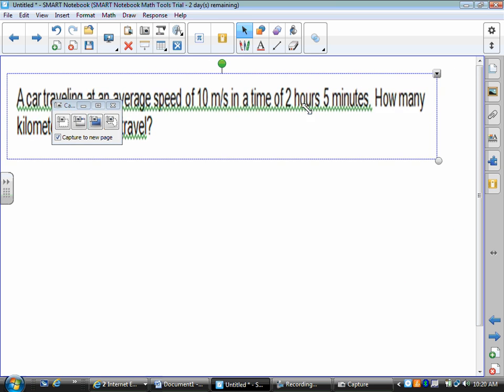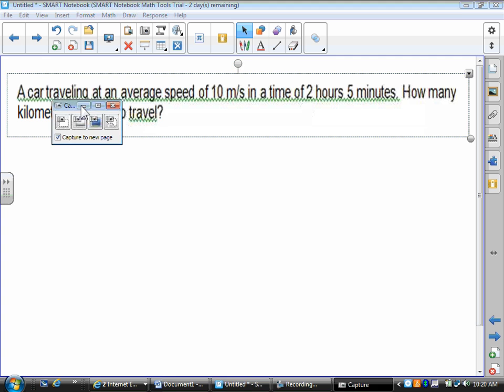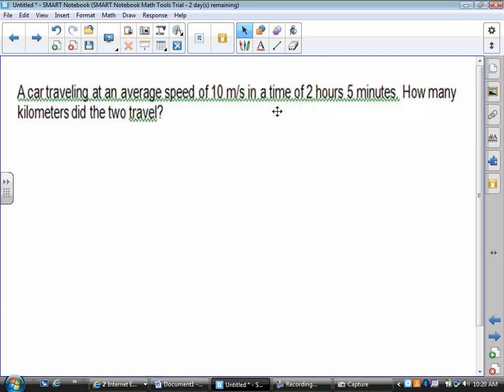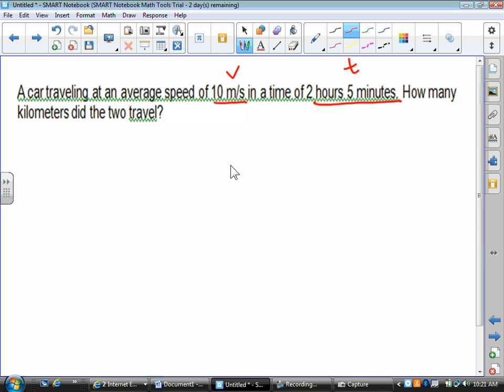All right, so right here it says a car traveling at an average speed of 10 meters per second is in a time of 2 hours 5 minutes. How many kilometers did the car travel? So the 10 meters per second is your speed, and your 2 hours 5 minutes is time. They want to know how many kilometers. Kilometers is a distance, right? So you're looking for distance in this one. The equation will be the one that we've been using: velocity equals distance over time.